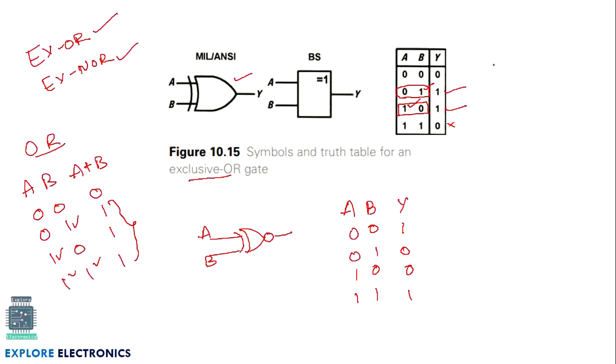This XOR gate output is written as A XOR B, and if it is the XNOR gate, it is Y equal to A XOR B whole bar. If we write the expanded version, it is A B bar plus A bar B, which is the output of this XOR gate. Here it is AB plus A bar B bar. This is the output of the XNOR gate. I hope you guys have understood this concept.